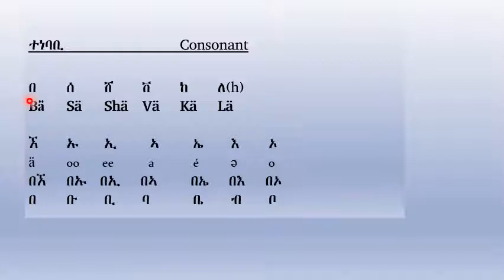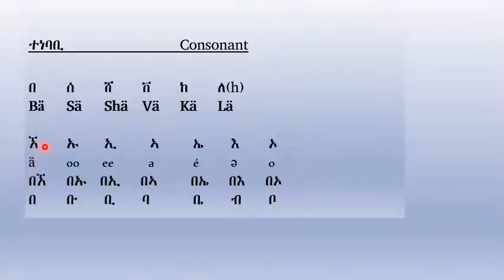Now, let's repeat. B, S, Sh, V, K, L. B is equivalent to B, S equivalent to S, Sh equivalent to Sh, V equivalent to V, K equivalent to K, L is equivalent to L. Now let's see how we combine consonant and vowel.